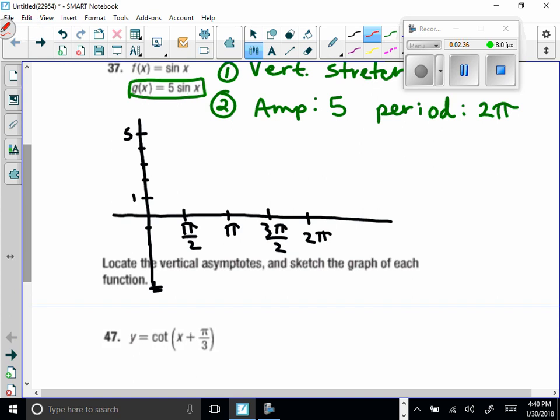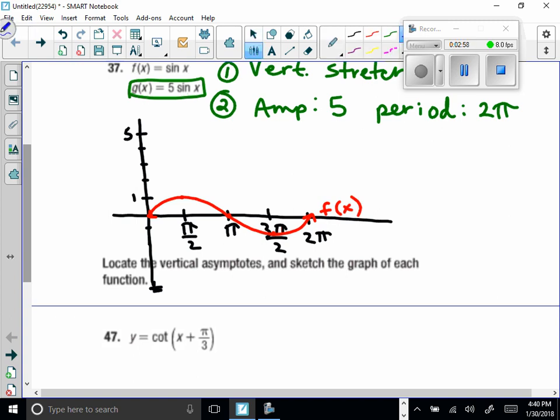So when I graph f of x, that's just a normal sine function. We're going to begin at 0 and end at 2 pi, and then we'll also have a 0 at pi, and then we have a maximum of 1 and a minimum at -1. And so here is, we don't want to forget our arrows, but this is f of x.